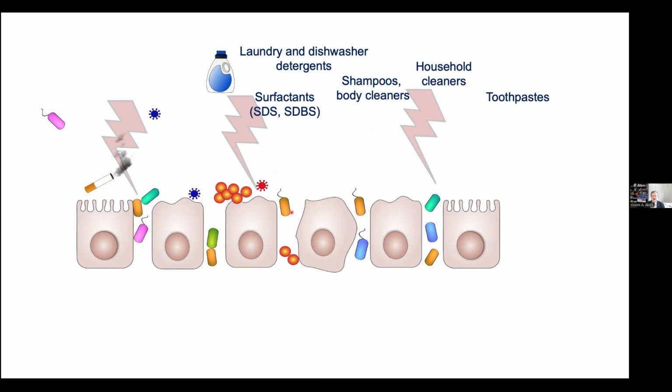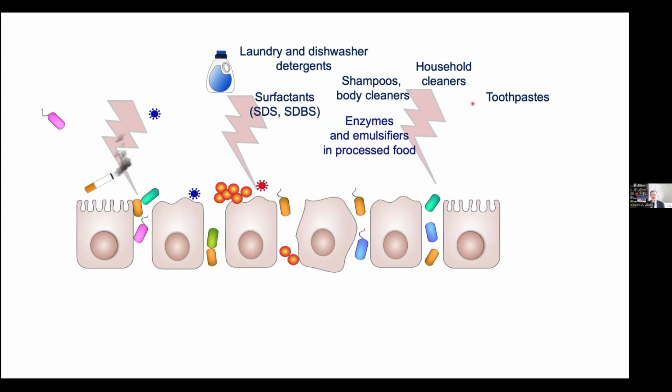We identified factors in our lab that damage the epithelial cells, that induce release of alarmins, and that also induce epithelial barrier damage. The first group is cleaning products: laundry and dishwasher detergents, surfactants, sodium dodecyl sulfate, which is also the same material as sodium lauryl sulfate, sodium dodecyl benzene sulfate, shampoos and body cleaners, household cleaners, toothpaste.